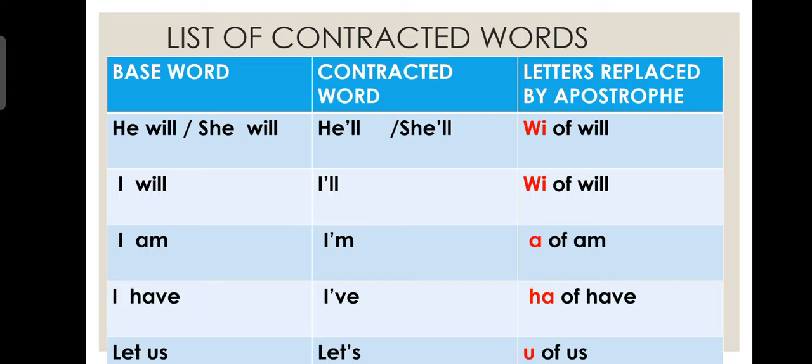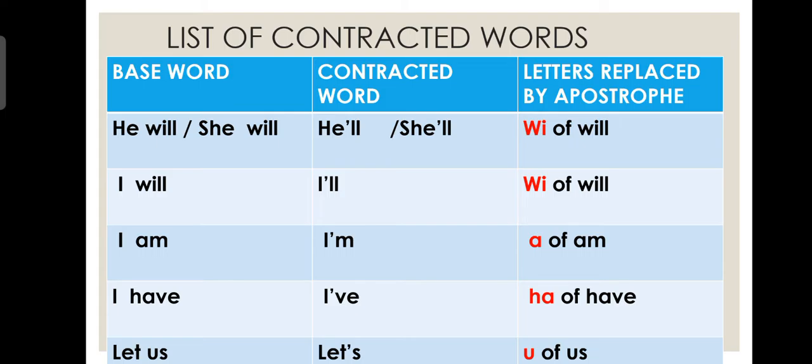Next is I am, and we write it in the contracted form as I'm. Here also I remains as it is. We have removed the letter A from am, and we have replaced it by the apostrophe. Next is I have. We have changed it into the contracted form I've. We say it fast: I've. So here also HA of the word have is removed, and this HA is replaced by the apostrophe. The first word remains as it is.